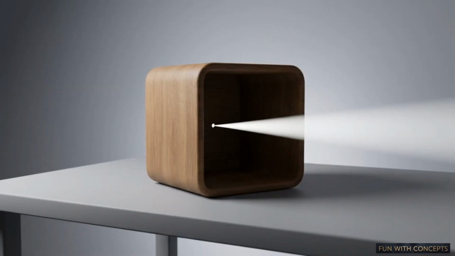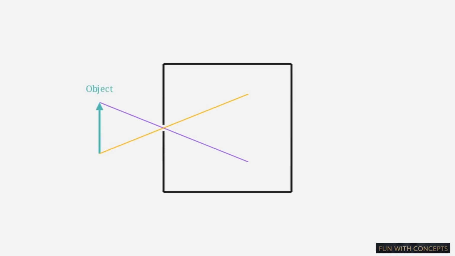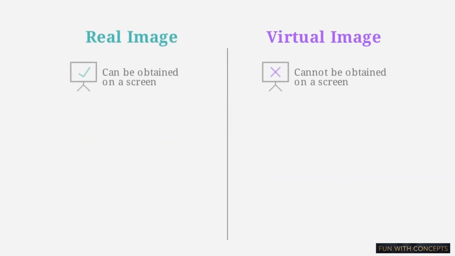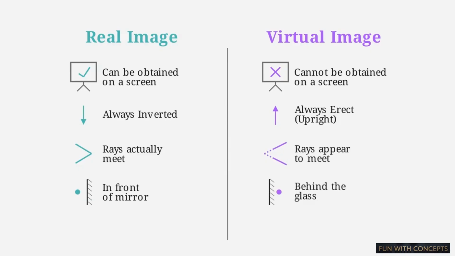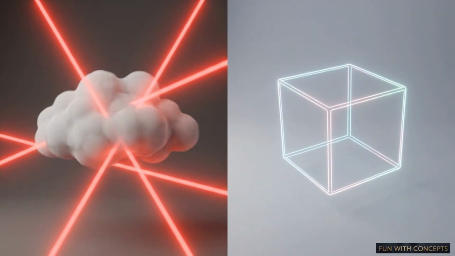This is different from a real image, like the one inside a pinhole camera. In that case, light rays physically converge at a point, allowing the image to be projected onto a surface. This table highlights the fundamental divide. Real images are inverted and form where rays actually meet in front of a mirror. Virtual images are erect and form where rays only appear to meet behind the glass.